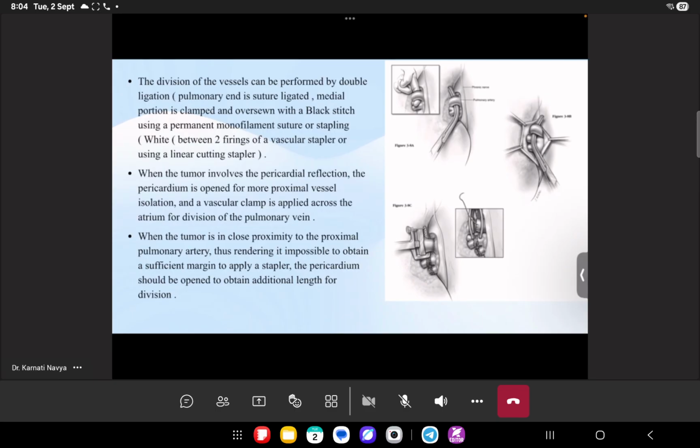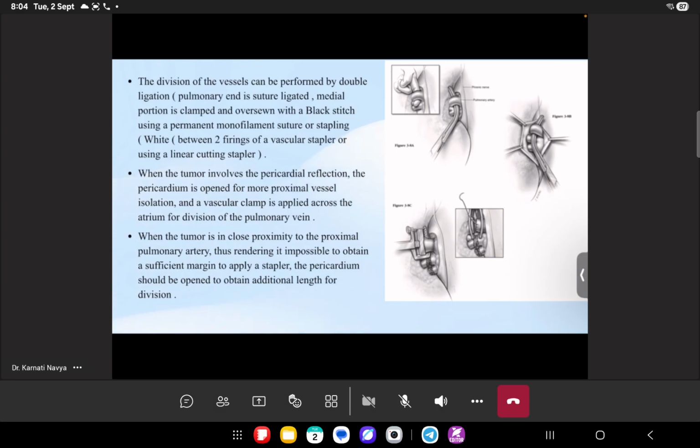The division of the vessels can be performed by double ligation. The pulmonary end is suture ligated, whereas the medial portion is clamped and oversewn with a Blalock stitch using a permanent monofilament suture, or stapling, or using a stapler. In case of vessels, a white stapler is used, usually between two firings of a vascular stapler or using a linear cutting stapler.